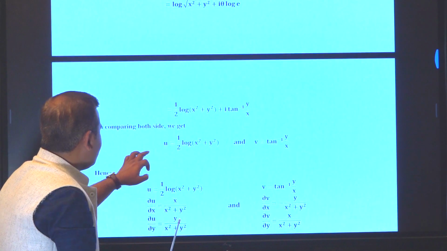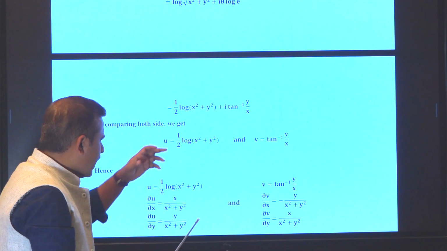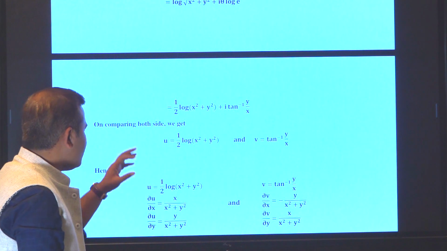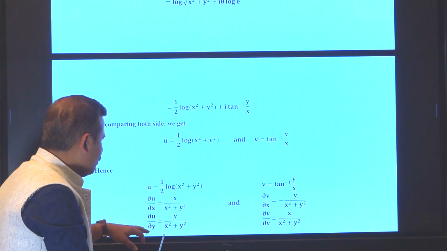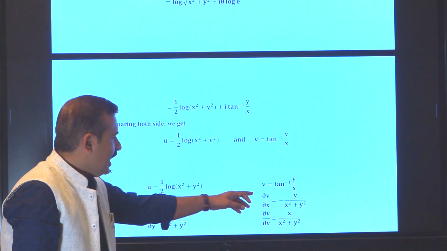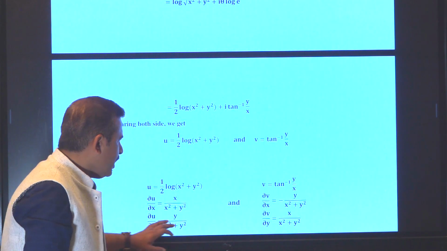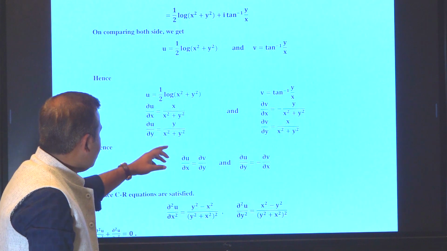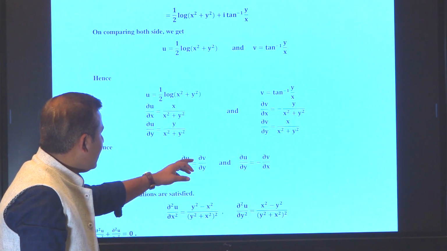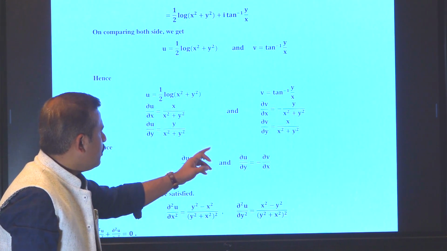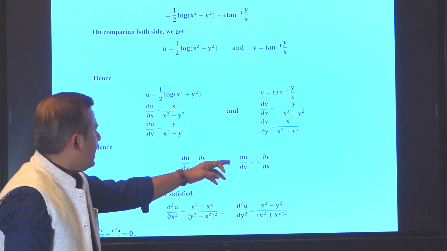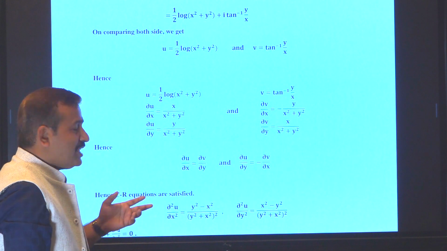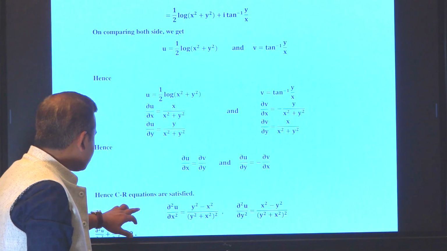So comparing, we will define u and v, and after getting the value of u and v, we will use the same process: del u upon del x, del u upon del y, and here del v upon del x and del v upon del y. Friends, we have seen here del u upon del x and del v upon del y are equal, and del u upon del y and minus del v upon del x are equal. That means it satisfies the CR equation.